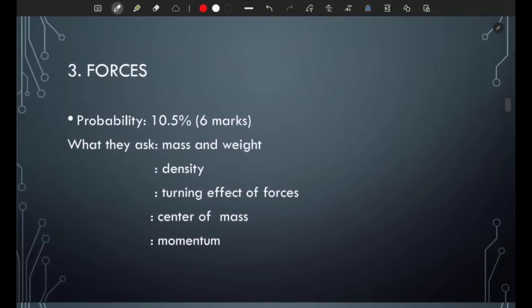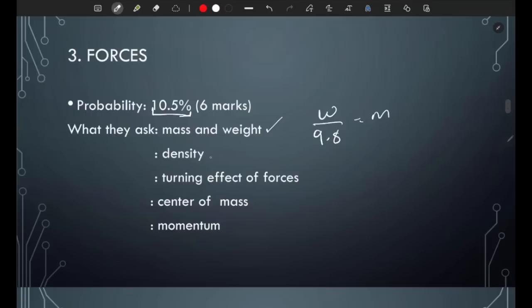The third topic is forces. So it consists of about 10.5% of the paper, and it's 6 marks. What's interesting about forces is that it's embedded in multiple questions, so you can see it all over the paper. So what they can ask you is about mass and weight. You should be able to determine what mass is, and maybe they've given you the weight, and then you should be able to divide the weight by 9.8 to find the mass.